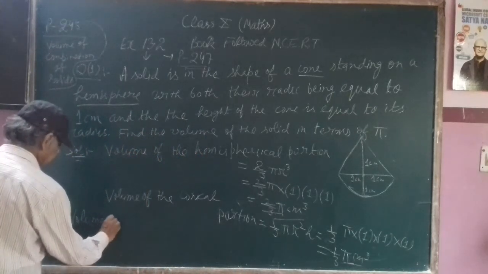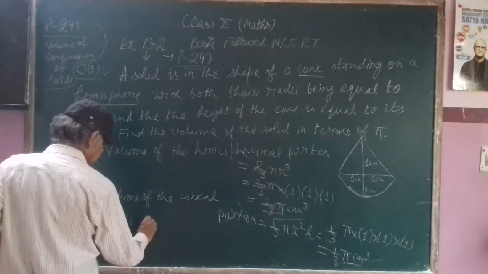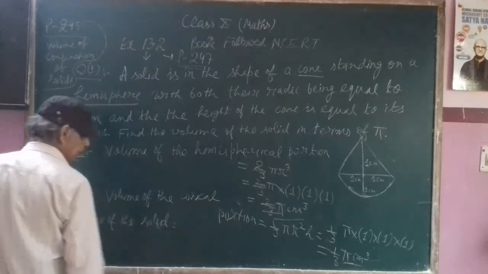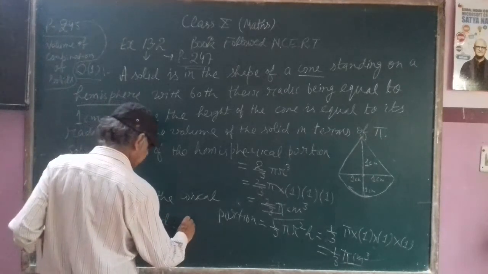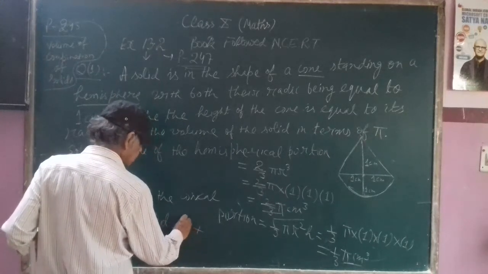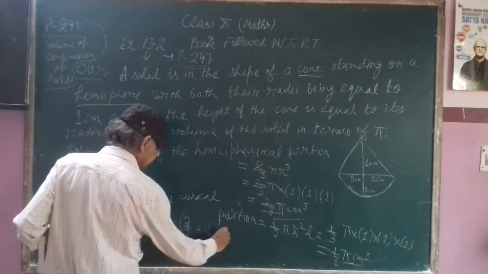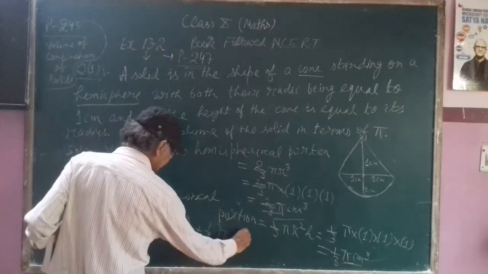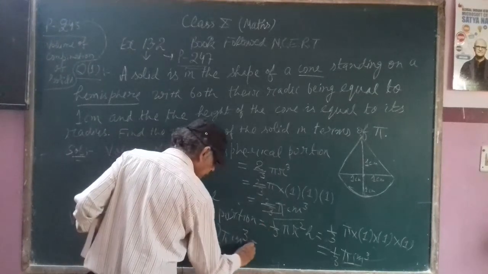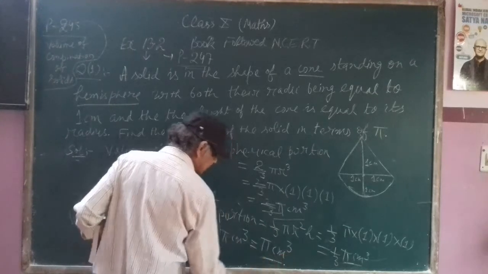The volume of the solid, which is a combination of the cone and a hemisphere, is 2/3 plus 1/3 pi centimeter cube. That is pi, equal to pi centimeter cube. This is the answer.